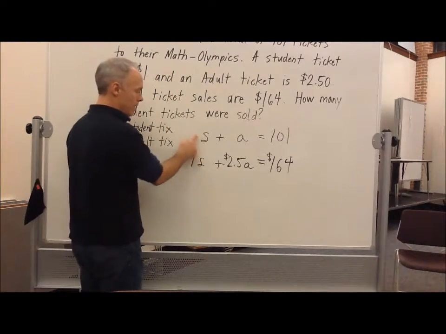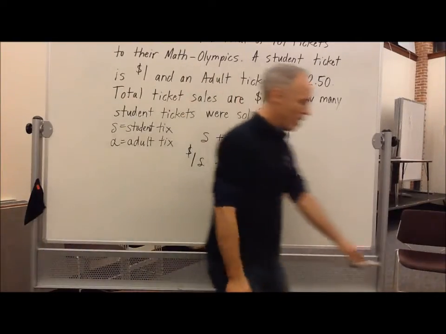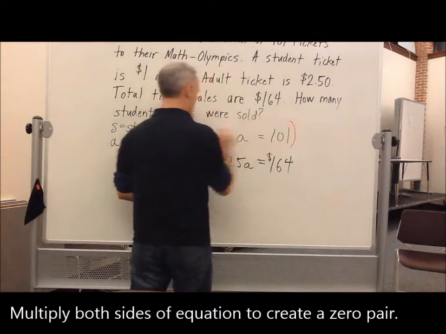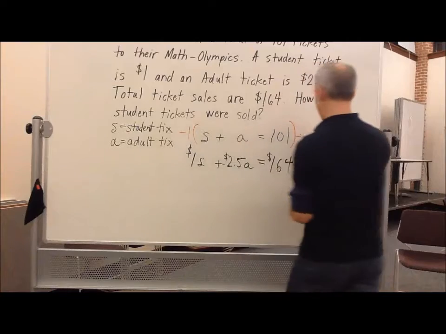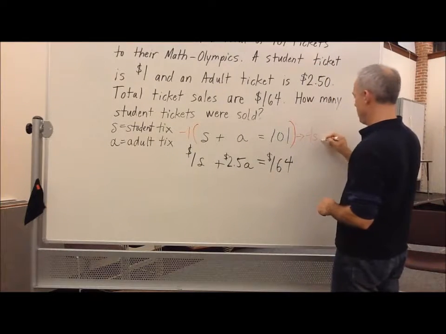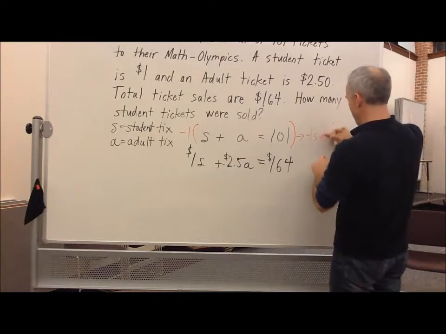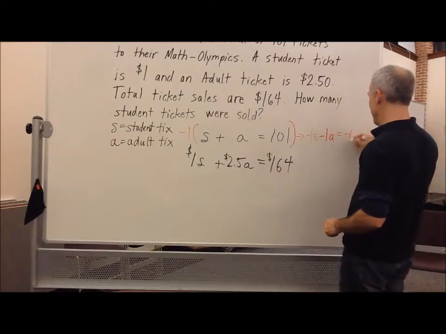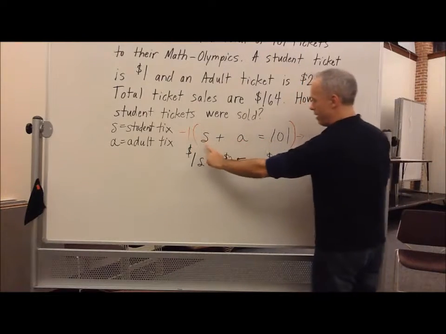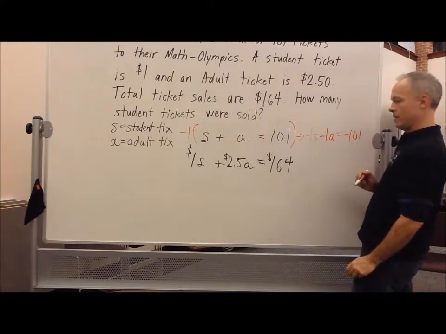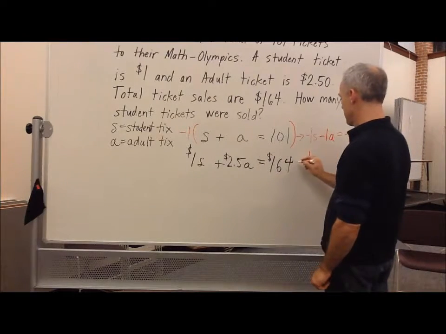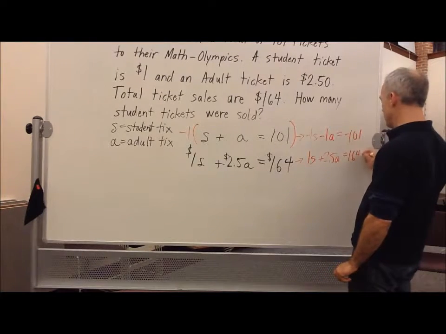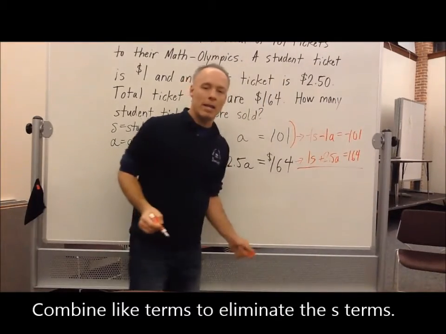And we almost have a zero pair lined up, but we don't. We have to multiply one of these equations, so let's multiply this one by -1. This becomes negative 1s minus 1a equals negative 101. I distributed this -1 to each of these terms. And down below I've got 1s plus 2.5a equals 164.